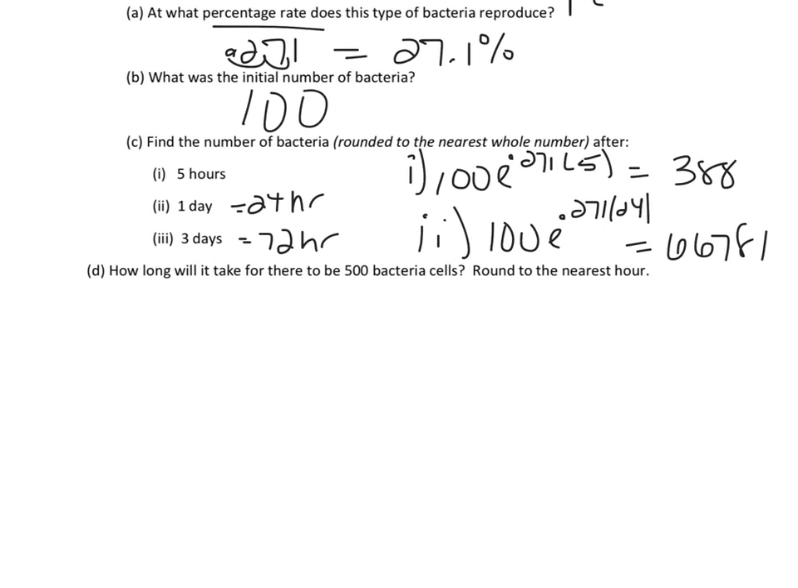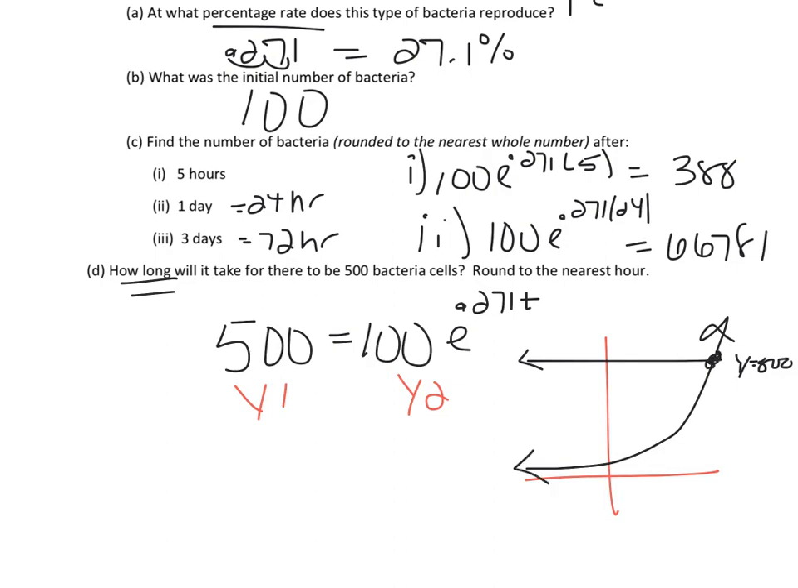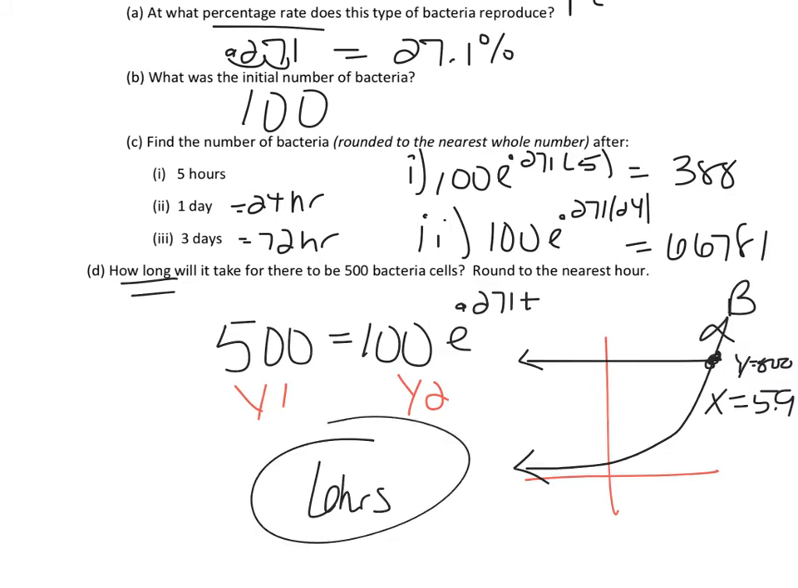Now they're asking you, when will it be 500 bacteria cells? That means they're looking for T, how long. So we're going to set this equal to the equation. You're going to use y1 and y2, and you're going to graph. So make sure you make your window big enough. You want to make sure you see the 500. I'm going to label that y equals 500. And then I'm going to graph this guy. When I make my window big enough, I'll be able to see the intersection. We'll label it B. You're going to do second intersect, and you're going to end up getting x equals 5.9. Rounding to the nearest hour, it is 6 hours, the answer.